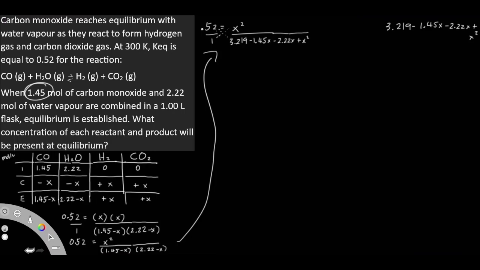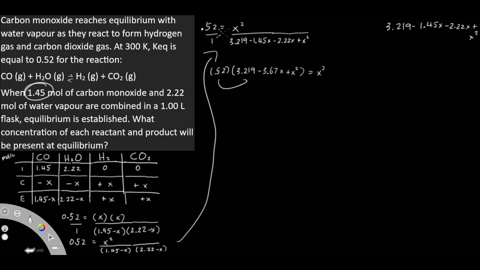So we have our 0.52. We can put it in brackets just to make sure that it remains clear throughout the whole sequence. So 0.52 times this whole thing over here. We get 3.219 in the bracket, negative 1.45x. Actually, we can just do this and this together: negative 1.45 minus 2.22. What do you end up getting? You end up getting negative 3.67, so negative 3.67x, and then we have x squared. Now, these are all multiplied. We have to do the same thing for the other side of the equal sign: x squared times 1 will just be x squared.